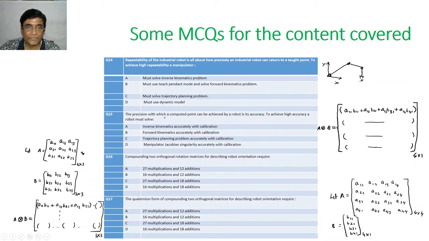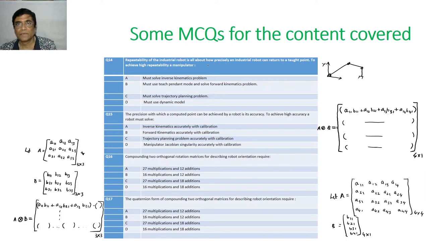The precision with which a computed point can be achieved by a robot is its accuracy. To achieve high accuracy, a robot must solve inverse kinematics accurately with calibration. You see, to achieve high accuracy, you need good actuator, good controller, sophisticated robot. It will cost more, okay? So it needs to solve inverse kinematics accurately, and calibration should be there so that always, wherever I want the robot to move, if it has a great accuracy, it should be able to move there very accurately, okay? So this is the concept of having high accuracy, high repeatability, okay? So which one you will prefer?